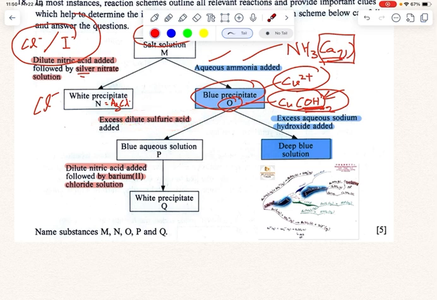But anyway, a blue aqueous solution is observed. So obviously that will be your copper sulfate, CuSO4, aqueous. That's your blue aqueous solution.